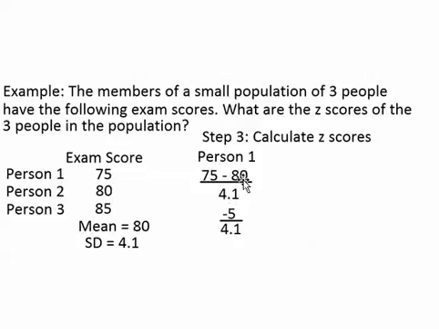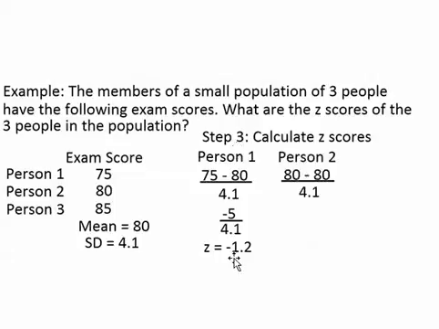Let's start with person 1. 75 minus the mean of 80 is -5, and -5 divided by the standard deviation of 4.1 is -1.2, because -5 divided by 4.1 is -1.2. So we know that person 1 has a z-score of -1.2.